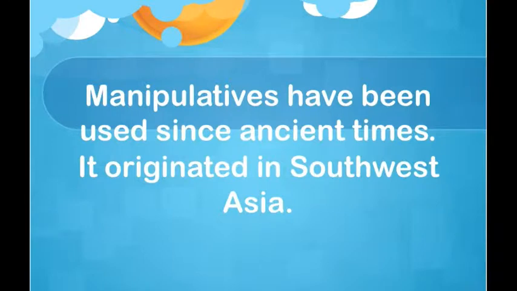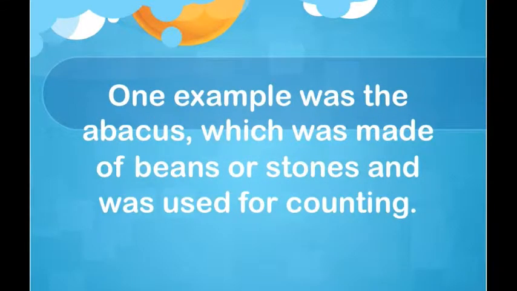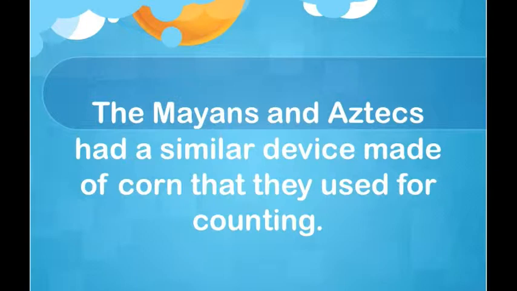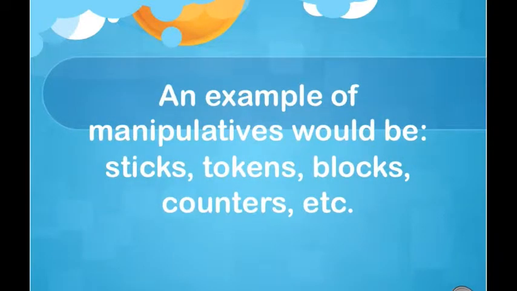Manipulatives have been used since ancient times. It originated in Southwest Asia. One example was the abacus, which was made of beans or stones and was used for counting. The Mayans and Aztecs had a similar device made of corn that they used for counting. An example of manipulatives would be sticks, tokens, blocks, counters, etc.